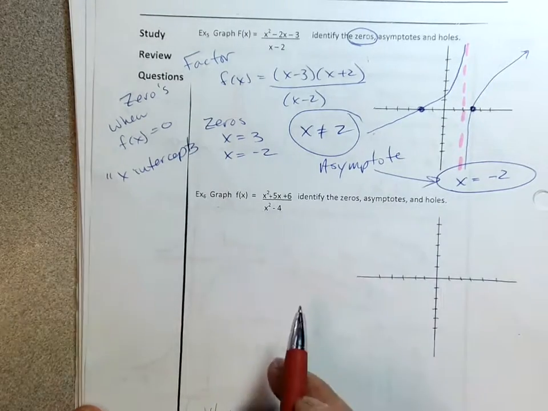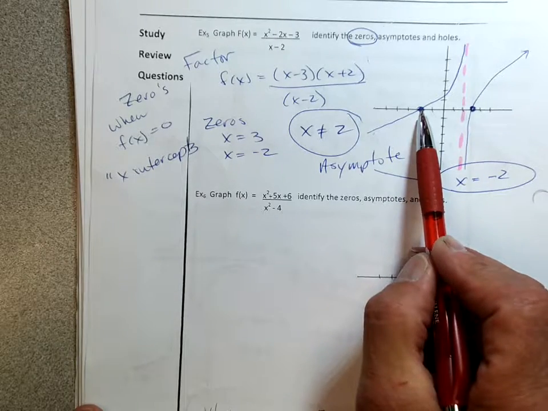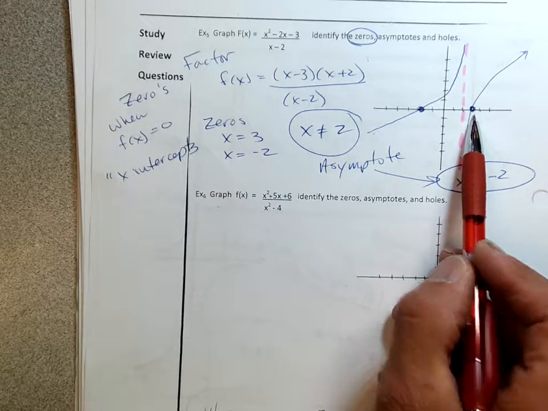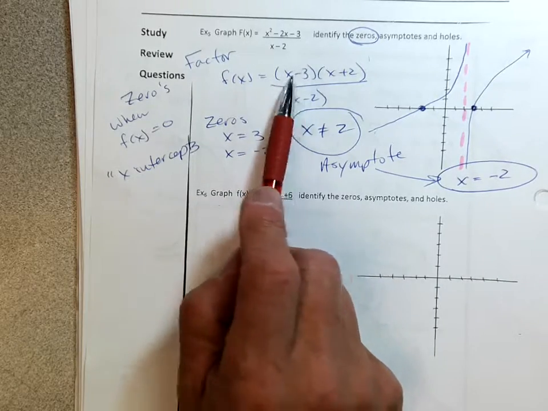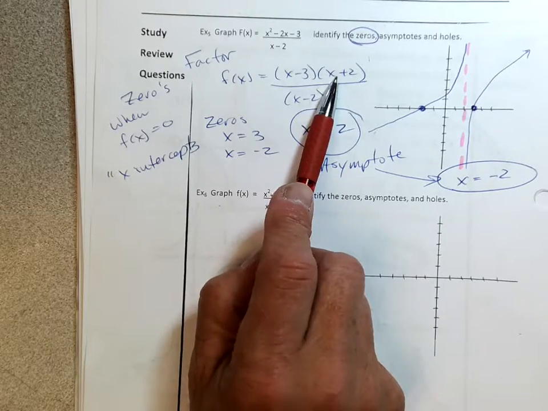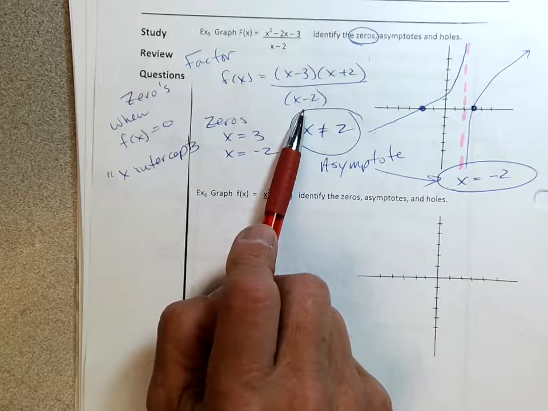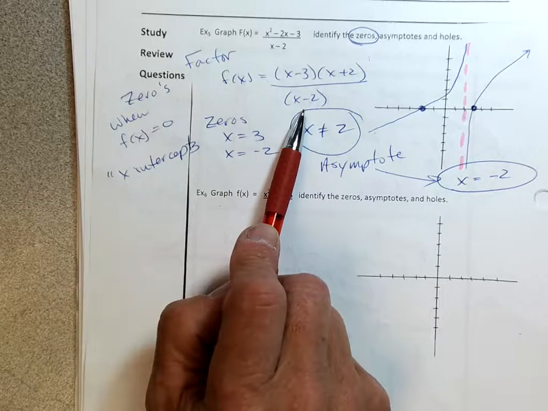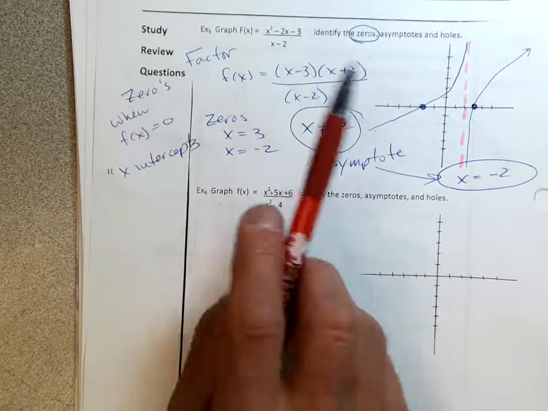Okay. I have zeros at negative 2 and 3. Let me recap. Okay. Find zeros. Zeros on the top are zeros. So at 3, see the 3? And at negative 2. If the top is 0, it's a 0. If the numerator is 0, it's 0. If the bottom is 0, it's going to be an asymptote, unless you can remove it. Then it's a hole. Okay, let's look at the last one.